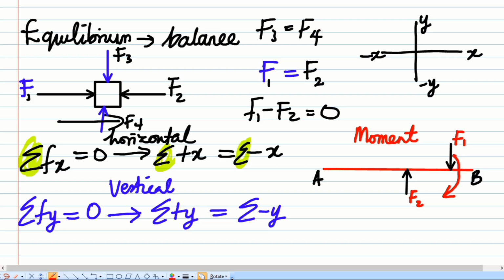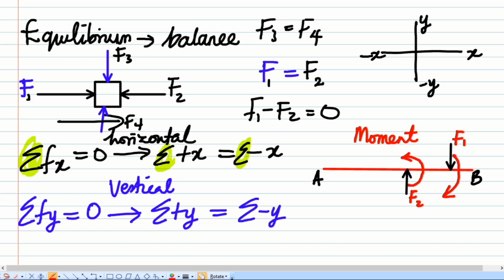So this is going to have a clockwise moment, right? It's going to tend to turn the meter rule in the clockwise direction, whereas F2 will tend to turn it in the anti-clockwise direction. So you see that these two forces are seeking to turn the beam in different directions.